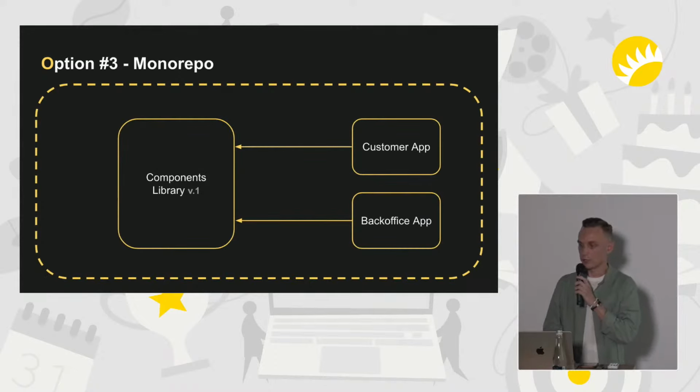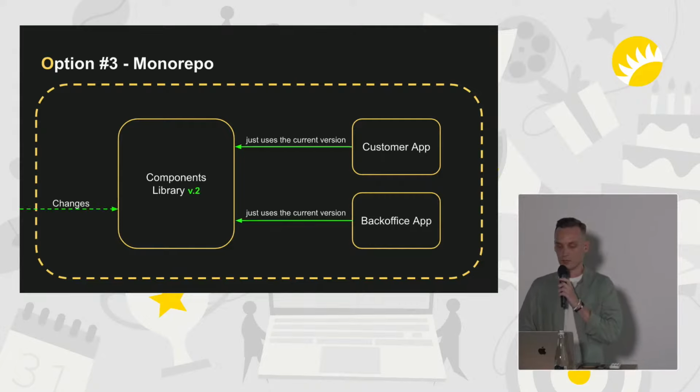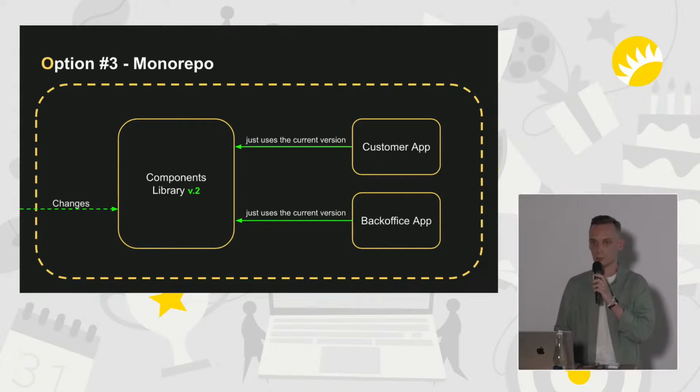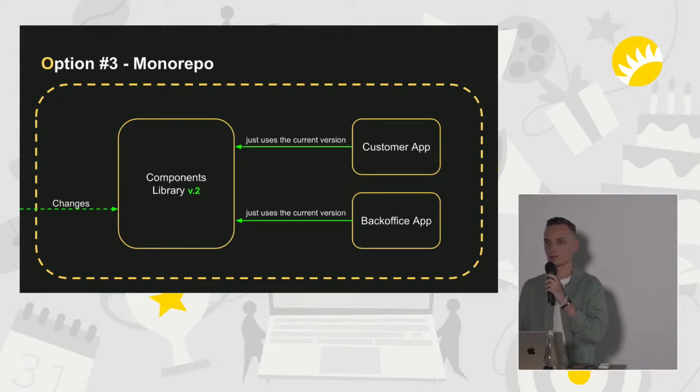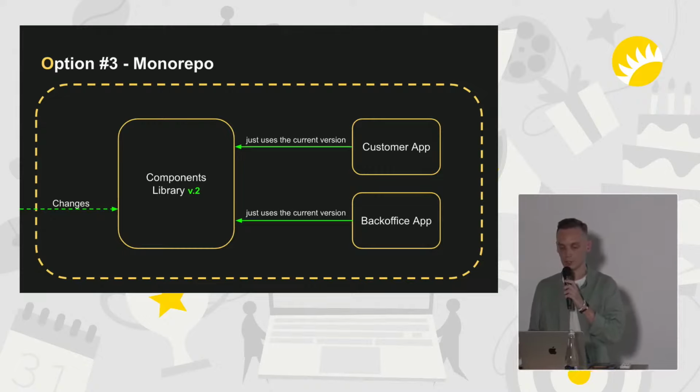And there is a third option. This is a monorepo. This time, all the components, all the libraries and applications are in the same code base. So as soon as you change something in the components library, your application uses the very same and the very current version of the components library automatically.